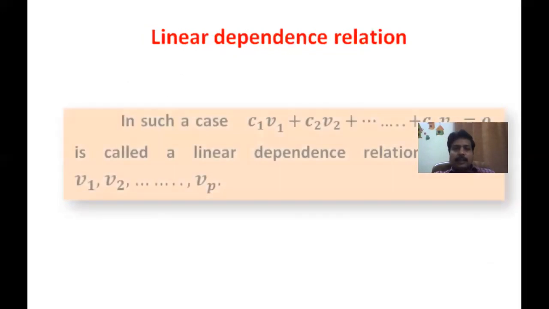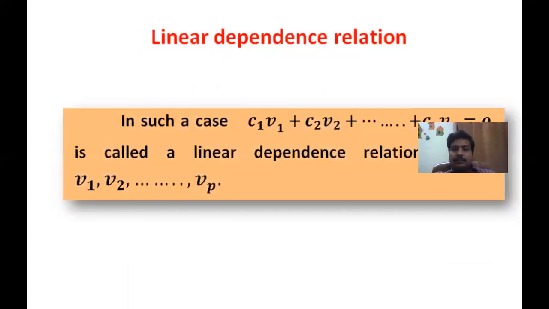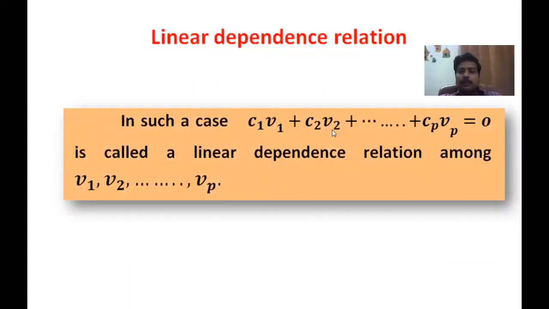And this is the linear dependence relation. C1 V1 plus C2 V2 and so on, Cp Vp is equal to 0. When we can find a non-zero solution for it, then it is called a linear dependence relation among the vectors V1, V2 and so on.